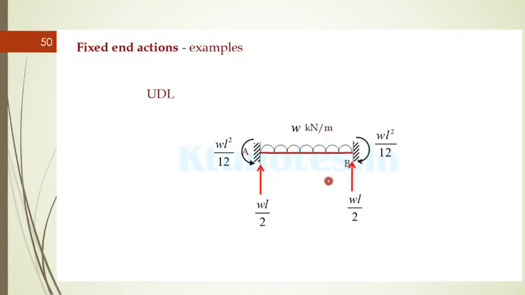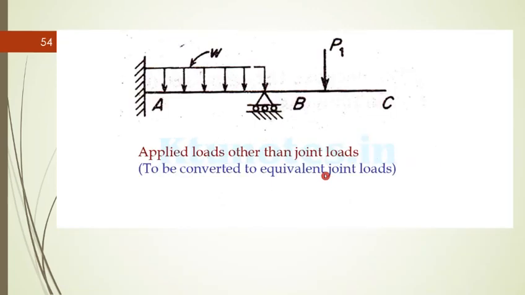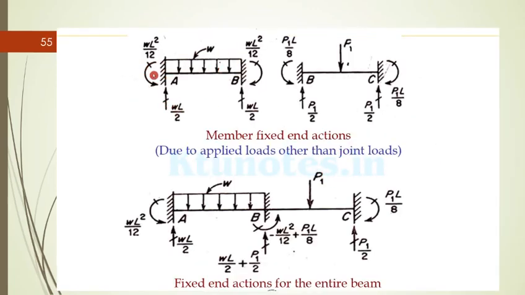is written, and WL by 2. All the moments, reaction moments and reactions at the supports are written, and for the single point load also the same moments and the end reactions are reported. So these are the member fixed end actions due to the applied load other than the joint load.